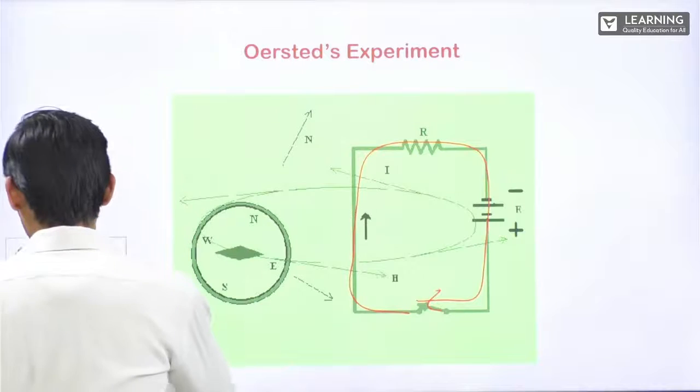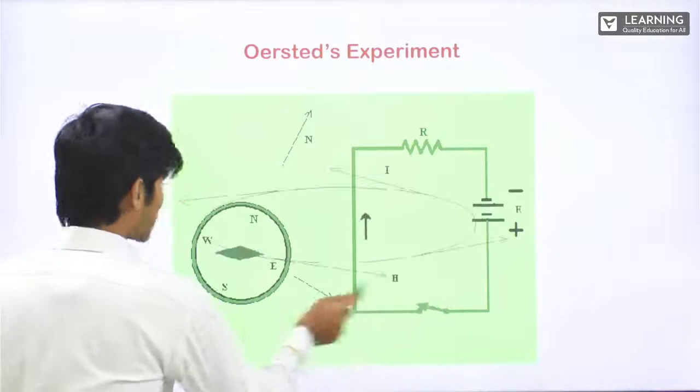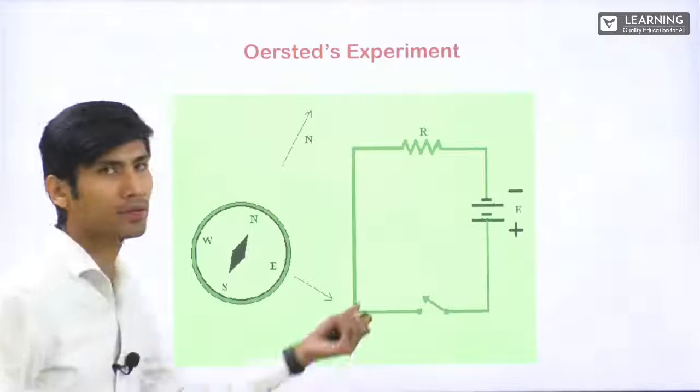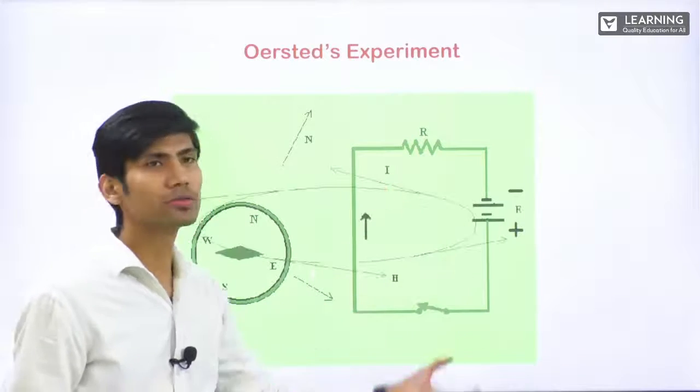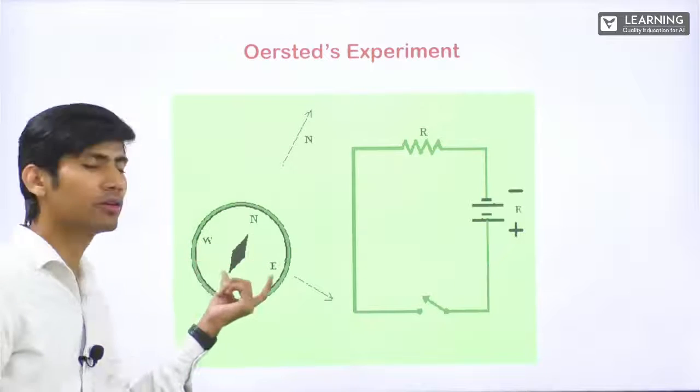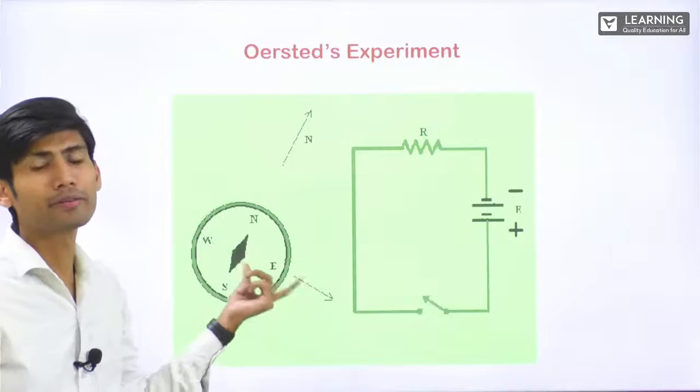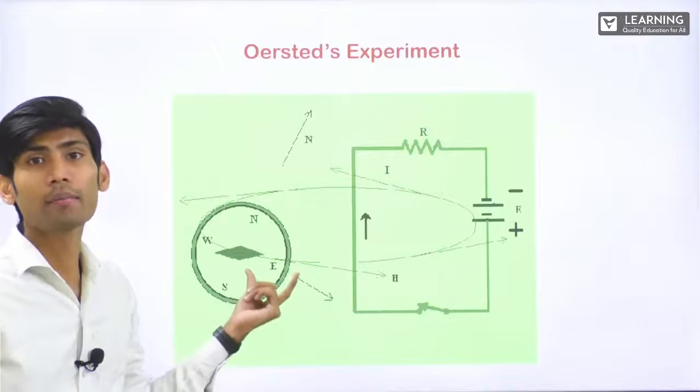right? If let's say anything should happen, if any field around it should happen, it should be electric field, because this current is due to the charges. But it will never react or respond to the electric field. It will only react or respond to the magnetic field.